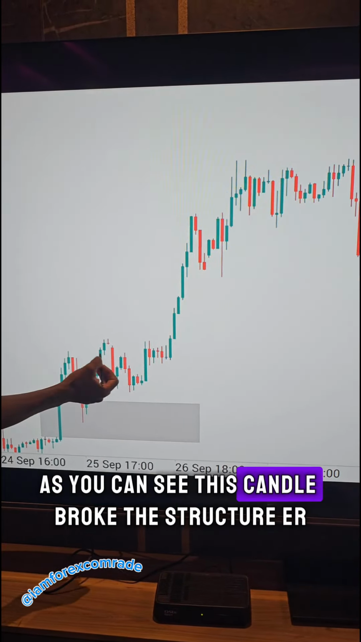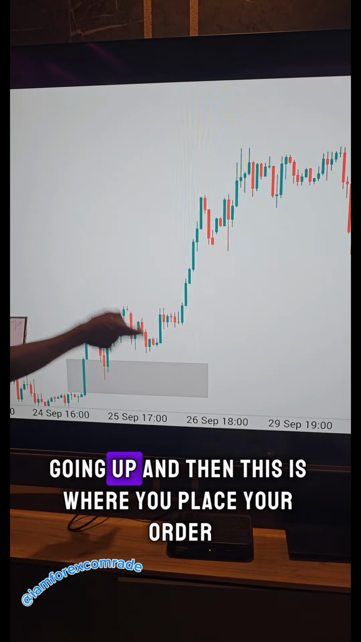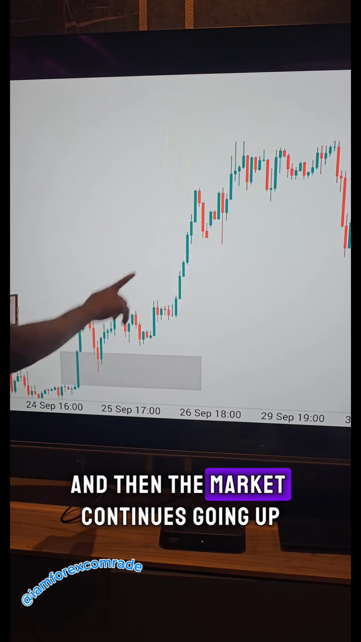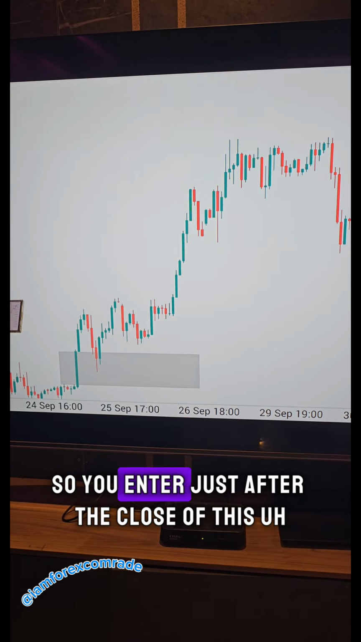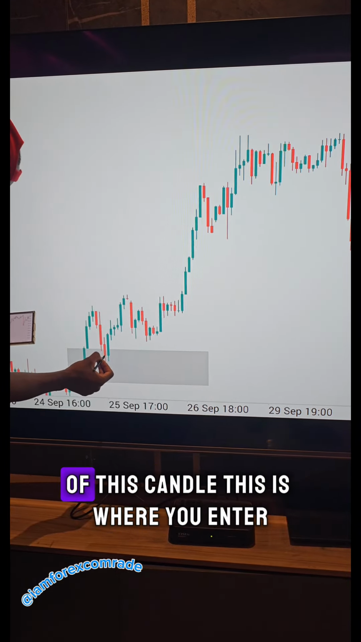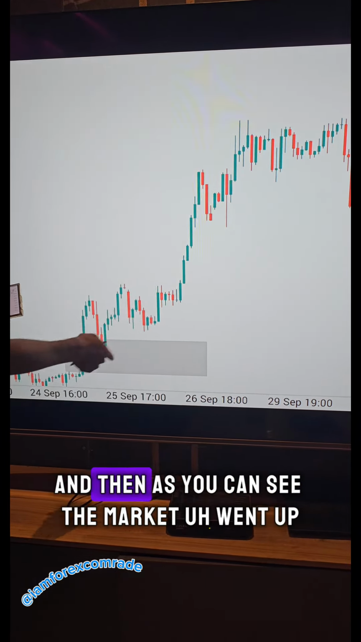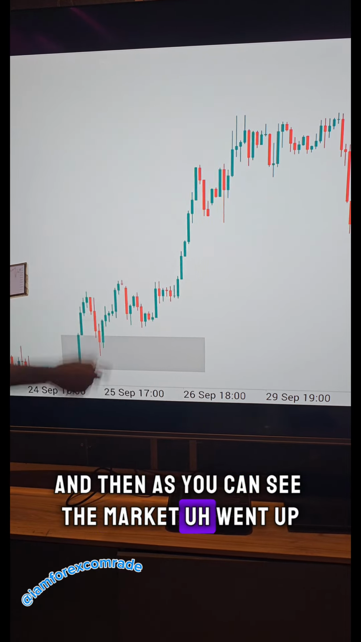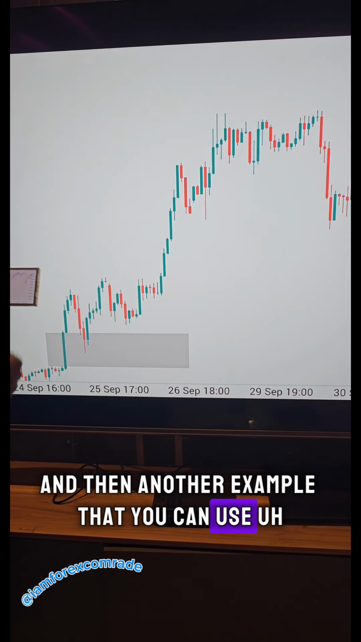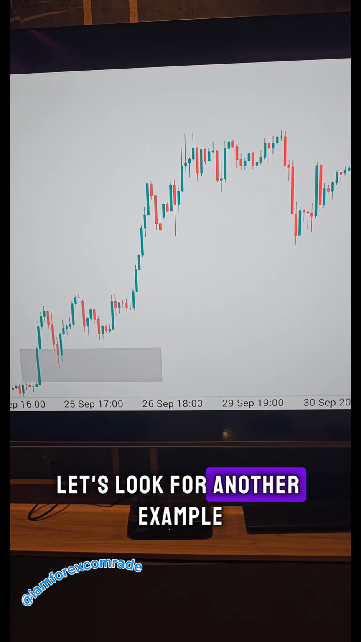As you can see, this candle broke the structure going up, and this is where you place your order, and then the market continues going up. So you enter just after the close of this candle. This is where you enter, and as you can see, the market went up. And then another example that we can use, let's look for another example.